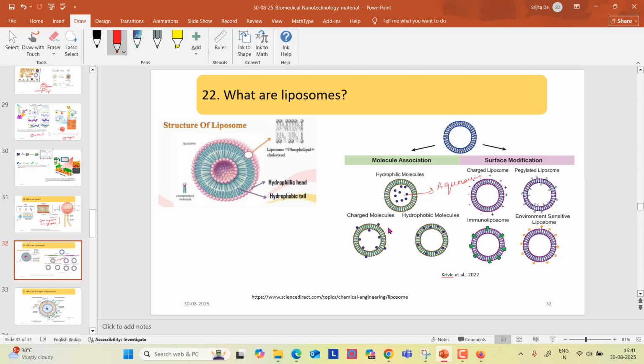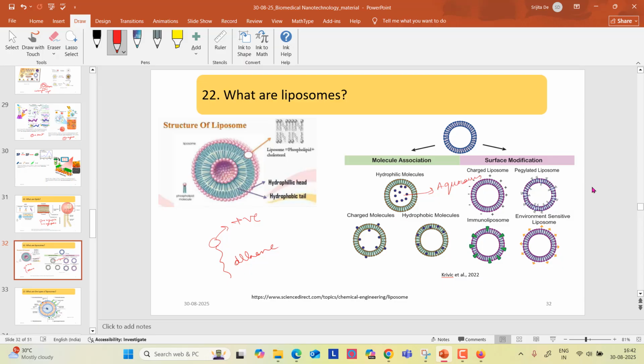Next, the charged molecules will be around the hydrophilic head portion, because hydrophilic head means they have some kind of charge, some kind of positive charge, and hydrophobic means they are just an alkane chain, right? A hydrophobic long chain. So obviously the charged molecules will self-assemble around the hydrophilic head, and the hydrophobic molecules will be on top of the hydrophobic chains, because they are attracted to the hydrophobic chains.